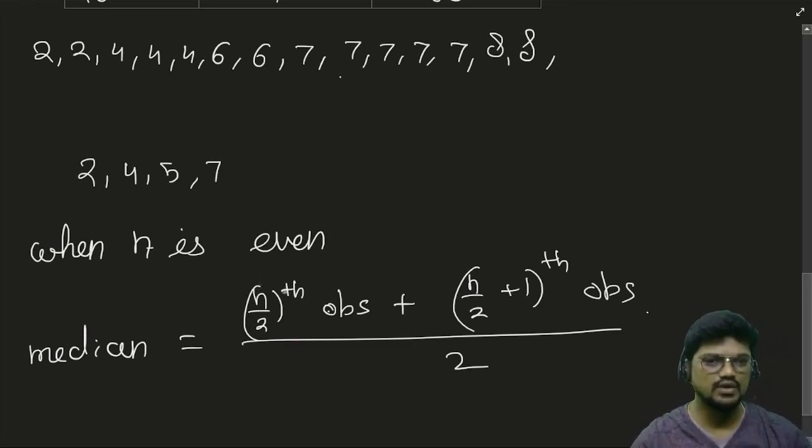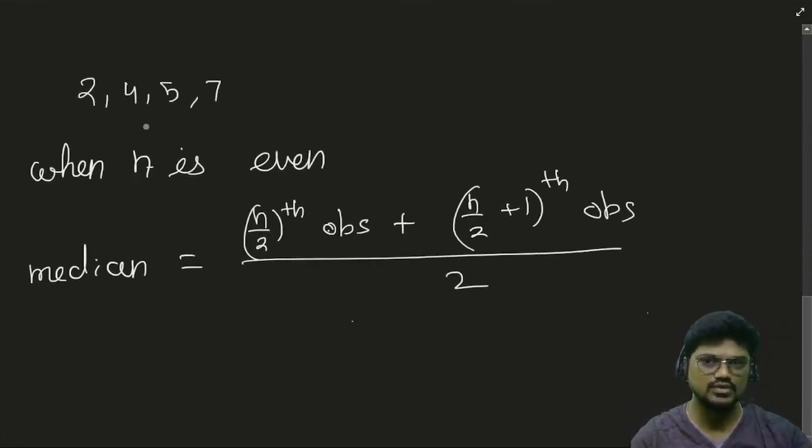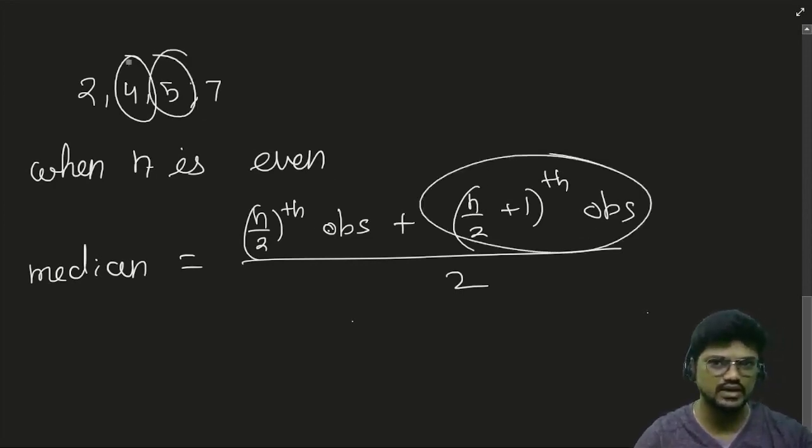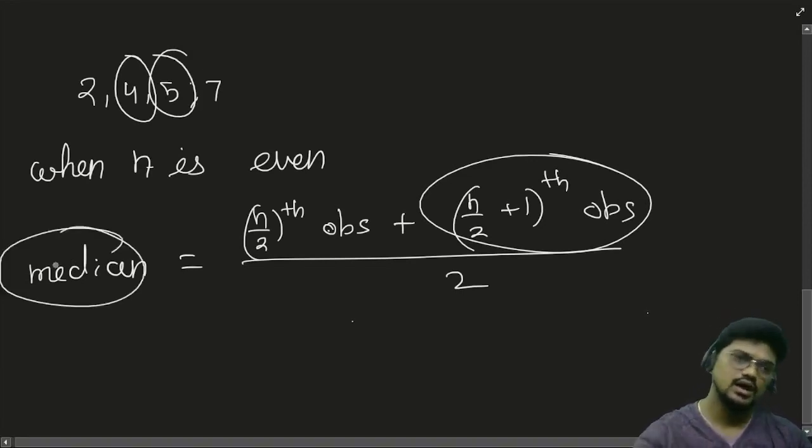See, if I want to write it properly for this data, the number of readings is four, right? If you write 4 by 2, that will be 2. That is the second observation. You take this. And then 4 by 2, that is 2, plus 1, that is third. That means the third observation, that is 5. You take the average of these two, and that will be your median. Understood?